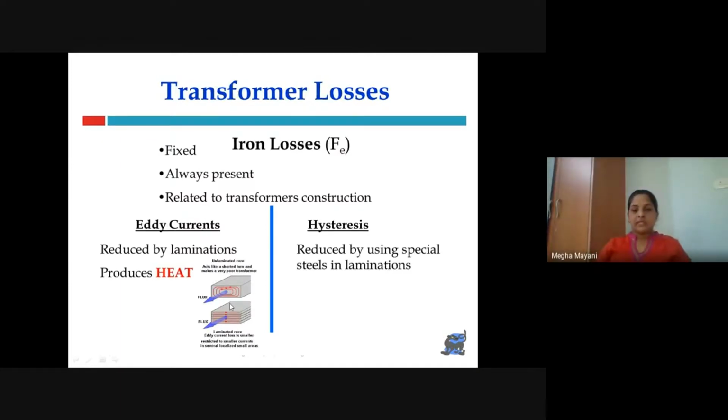So friends, you can see here in the figure the directions of the flux lines, as expected, but due to the laminated core, the loss is made smaller. The loss in this case is smaller due to the laminated core. And hysteresis loss can be reduced by using a material called special steels in the laminated core.